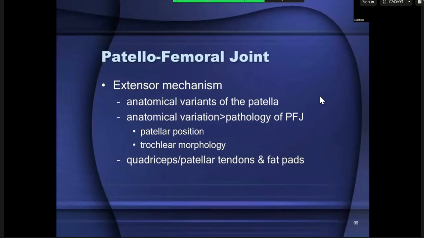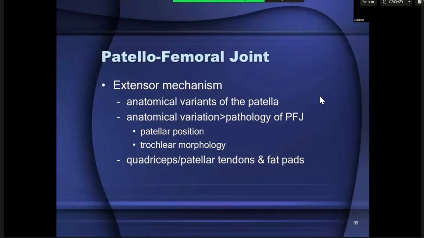This is the important extensor mechanism. You've got the quadriceps tendon, you've got the patella, the biggest sesamoid bone in the body, you've got the ligamentum patellae, you've got Hoffa's fat pad, and you've got medial and lateral patellar supporting structures, including the retinacula, the quadriceps tendon extensions, and the supporting soft tissues.